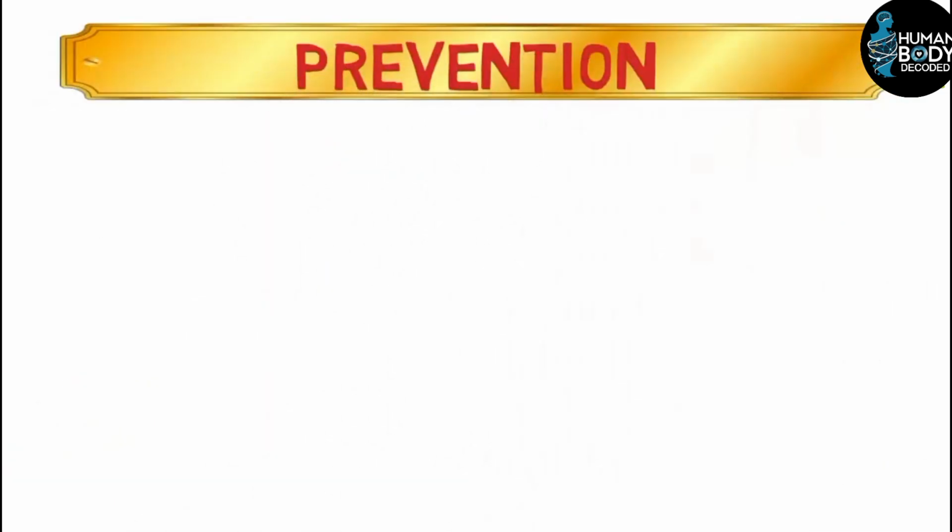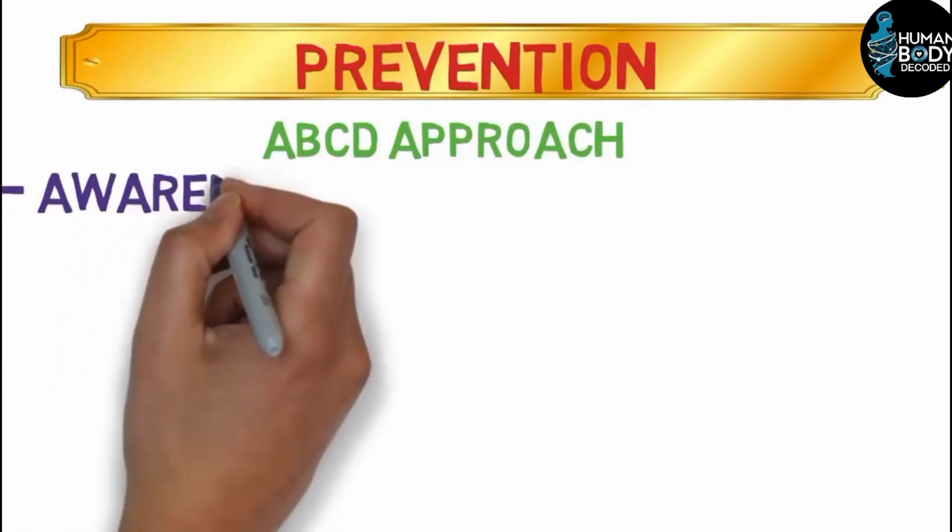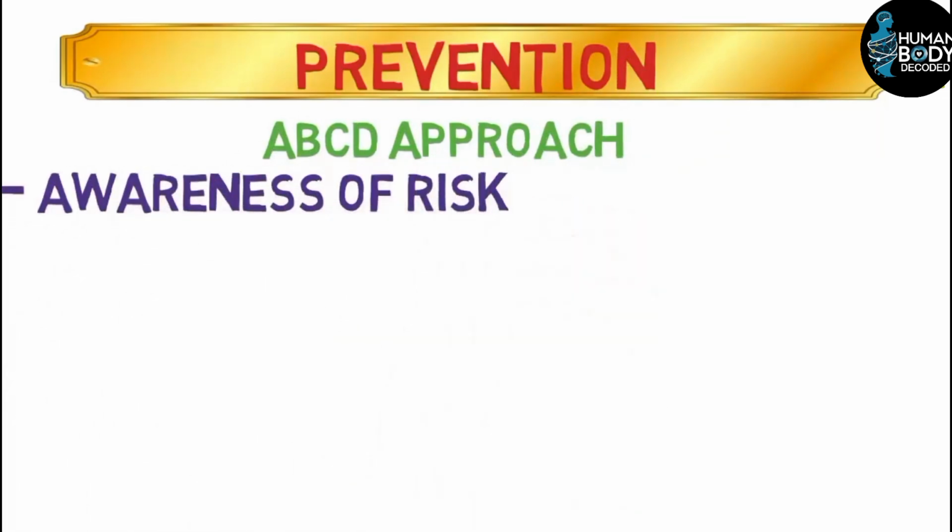Prevention of malaria. How can we prevent malaria? We use the ABCD approach to prevent it. A for awareness of the disease. Learn about malaria, its risks, and how it spreads. Educating others is also important.